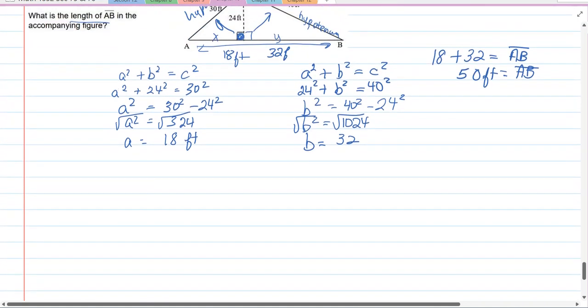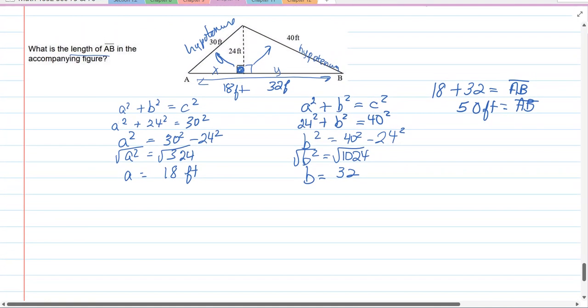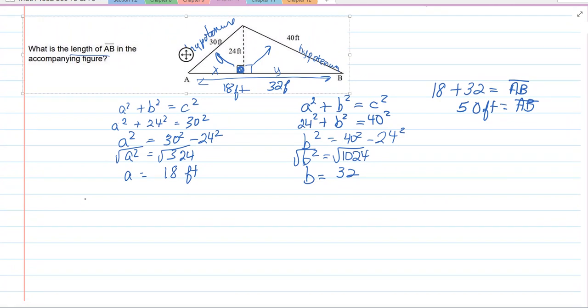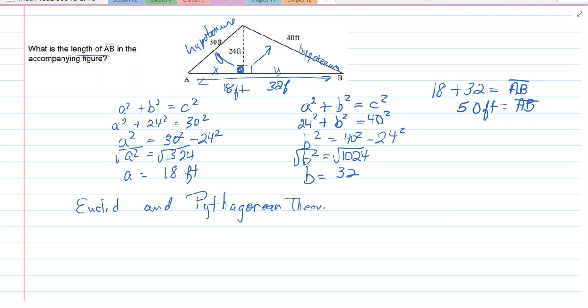So, oh, this is Thales, but the picture didn't stay where it was supposed to. Anyway, we have now finished. We did Euclid and Pythagorean theorem. Euclid was on parallel lines and the sum of interior angles equal 180. And supplementary angles, and Pythagorean theorem was distance for a right triangle.